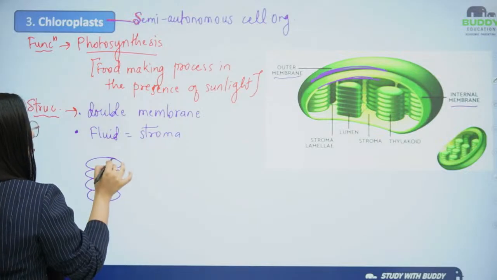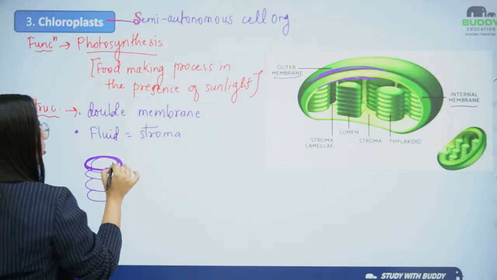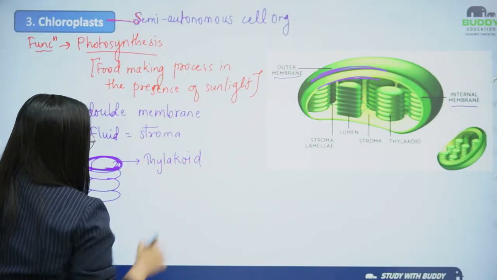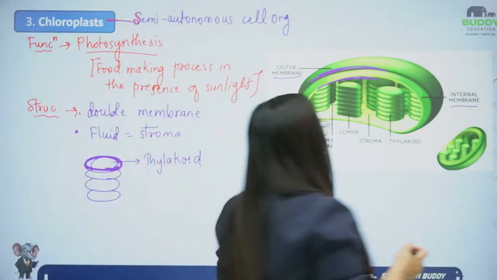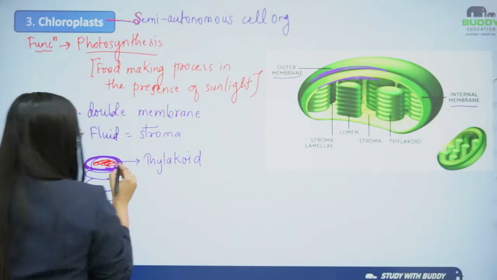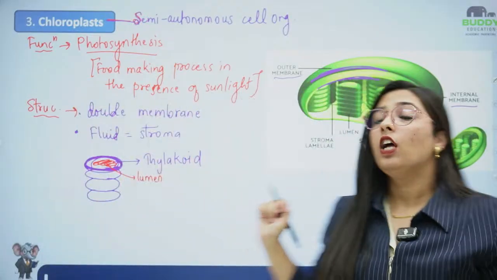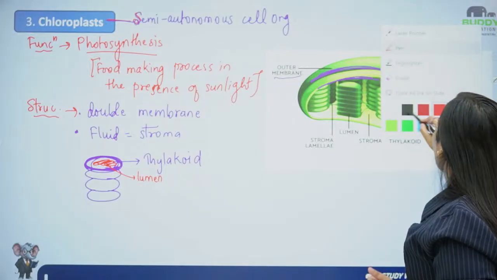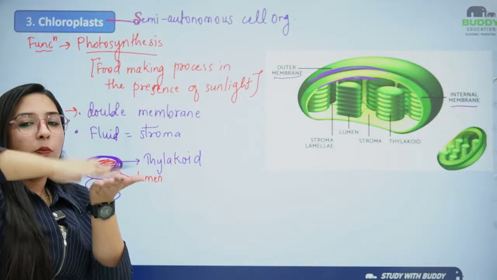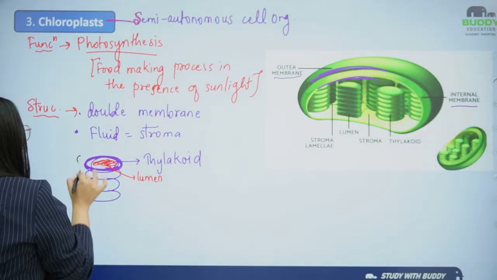If I talk about only one single coin, this one single coin is known as thylakoid. And this thylakoid consists of its own inner fluid. This inner fluid is known as lumen. Basically the membrane part encloses the lumen. When I talk about the stacking of the coins, one thylakoid upon the other, one coin, then another coin, then another coin, then another coin, this stacking of these coins is known as grana.